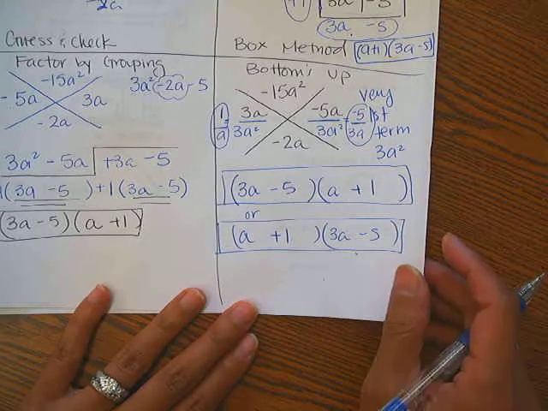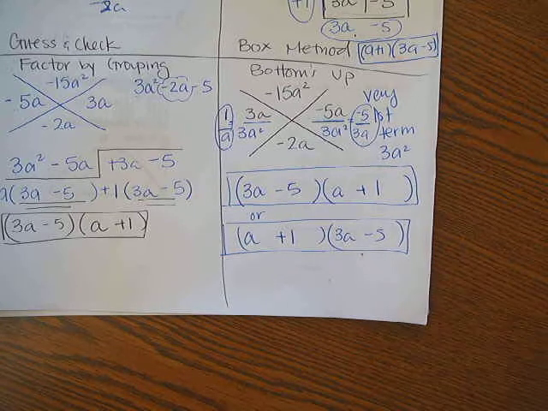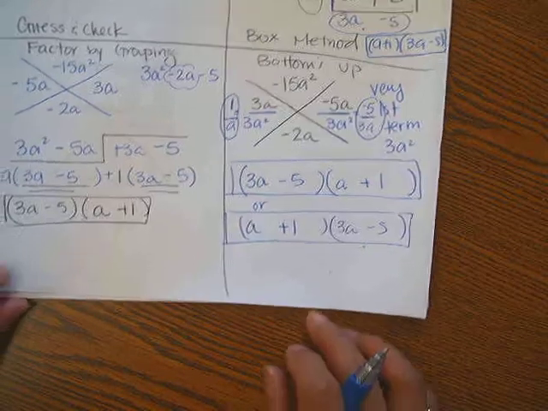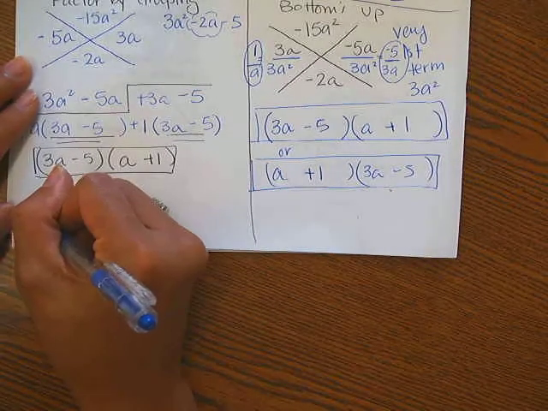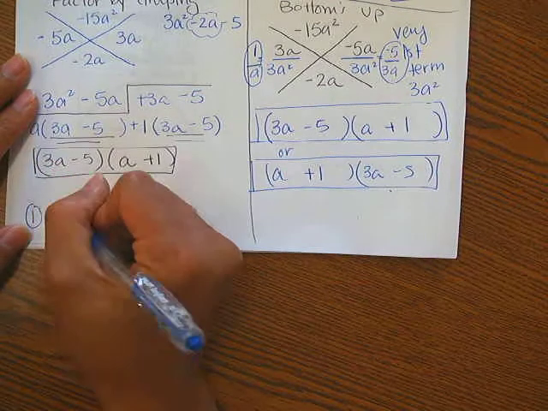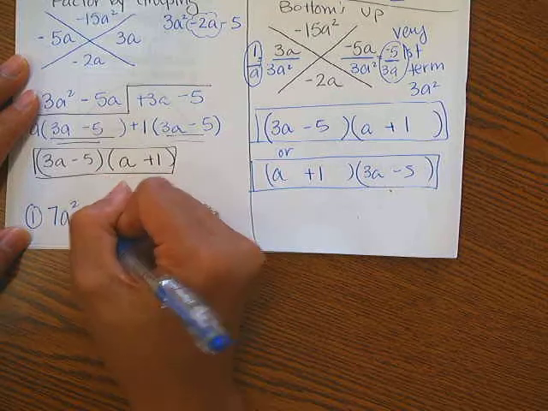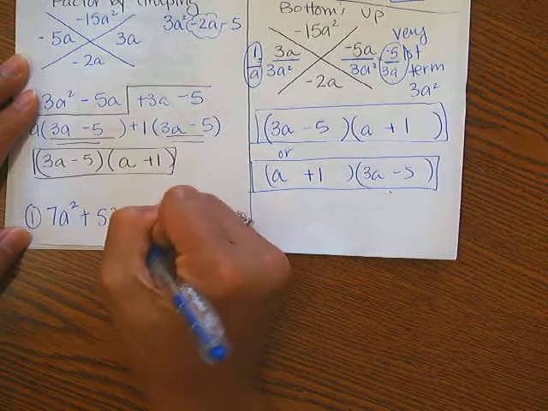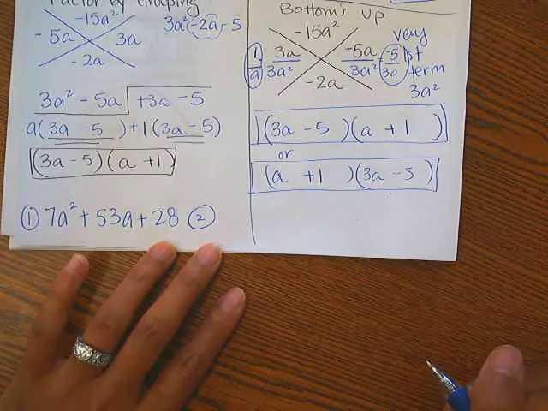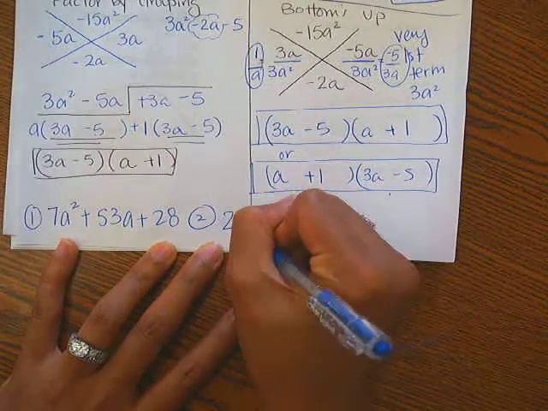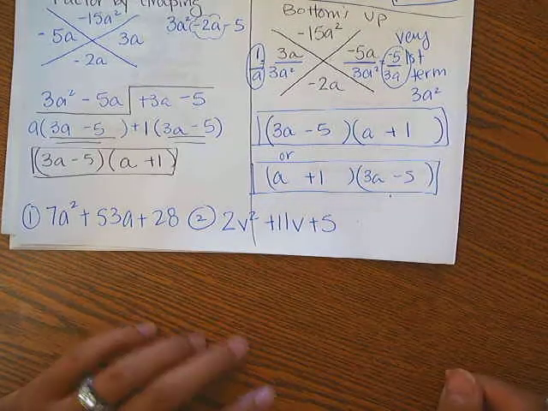Since you have a quiz coming up, I'll give you a couple of practice problems here on the bottom. And then you can ask me if you want to know the answer. If not, that's cool too. So why don't you practice these? Okay, so 7a squared plus 53a plus 28. Ooh, those are huge numbers. Okay, let me give you some smaller ones. 2v squared plus 11v plus 5. Try those out on your own.